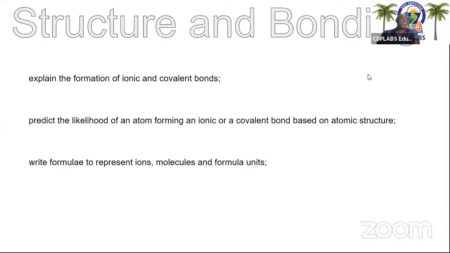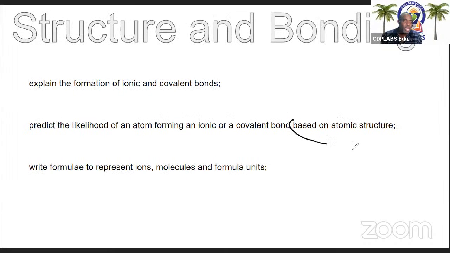All right, so we're looking at structure and bonding, and that's just recapping part of what we did last week. These three objectives came from the syllabus, that says explain the formation of ionic and covalent bonds. Predict the likelihood of an atom forming an ionic or covalent bond based on atomic structure. Note it says based on atomic structure, right? Very important. Based on atomic structure. And we looked at atomic structure in previous classes, right, Makeda?